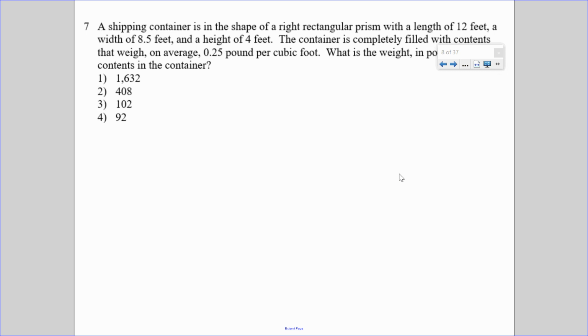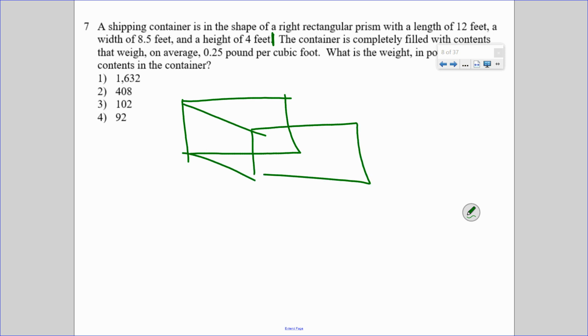A shipping container is in the shape of a right rectangular prism with a length of 12, a width of 8, and a height of 4. That first sentence is giving me some information. It's not telling me to do anything. We could draw it. To draw a rectangular prism, draw a rectangle, draw another rectangle inside of it, and connect them. It says the length is 12, width is 8.5. Perfect. The container is completely filled with contents that weigh on average 0.25 pounds per cubic foot.